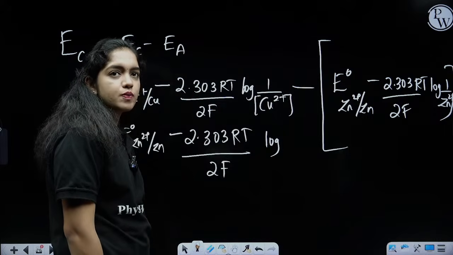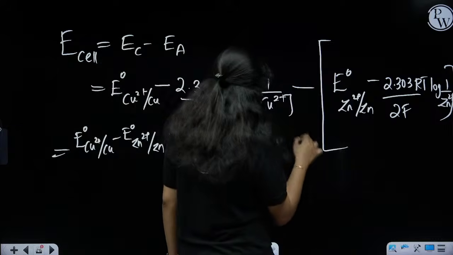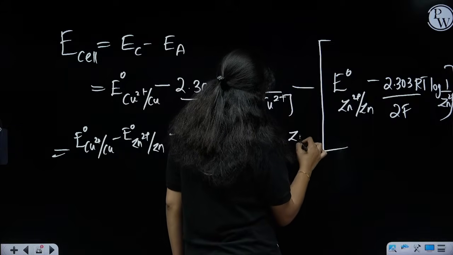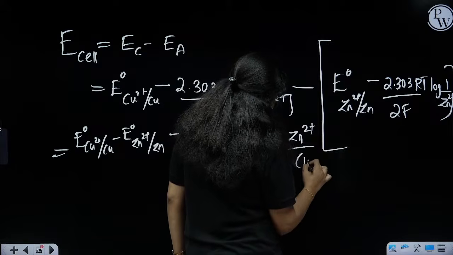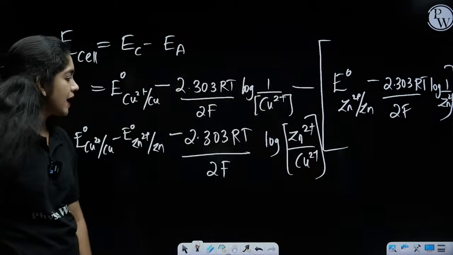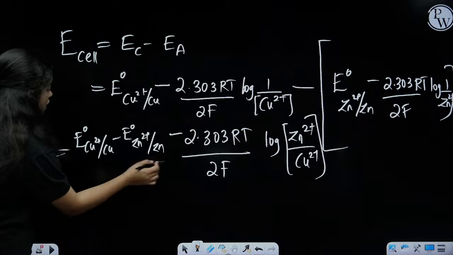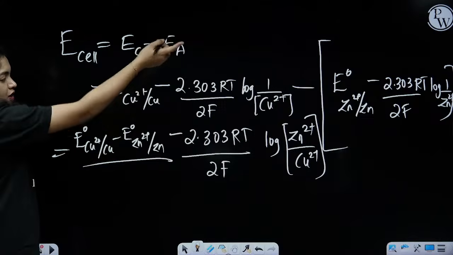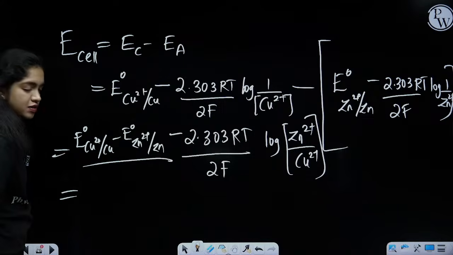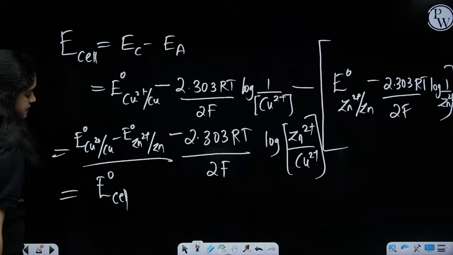Log A minus log B is log A by B. Now, when we take the reciprocal, when we write A by B, zinc will go to the numerator, copper will come to the denominator. So this is the final equation: log Zn2+ by Cu2+, oxidized by reduced. It's not over. What is E0 cathode minus E0 anode? We know E0 cathode minus E0 anode is equal to E0 cell.